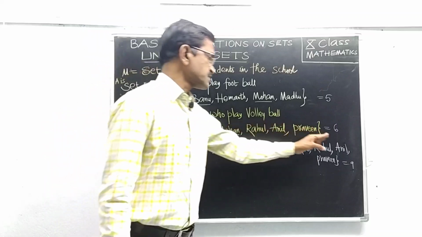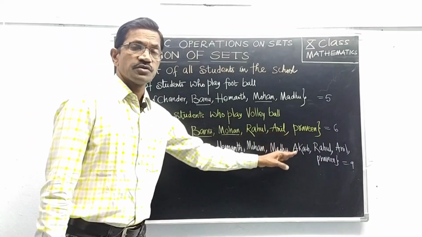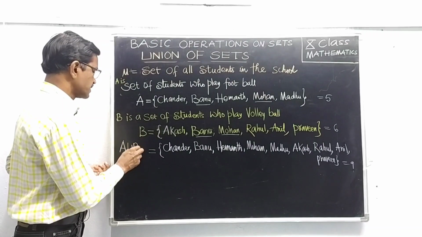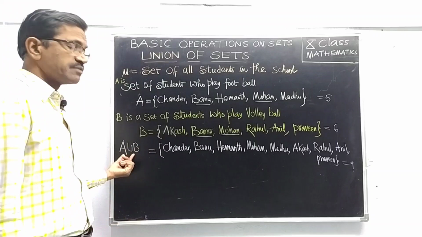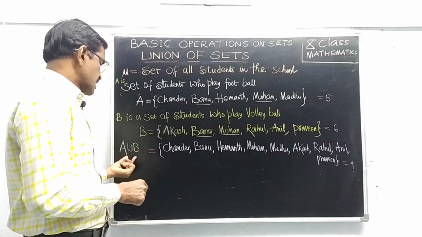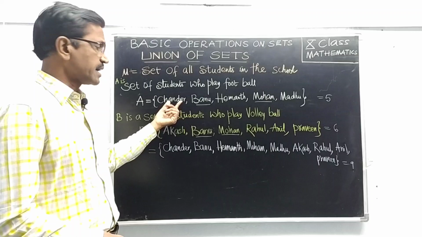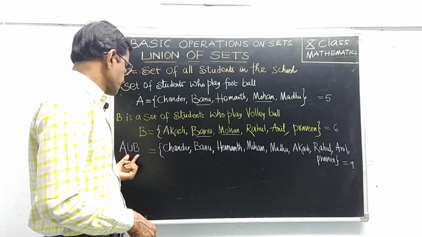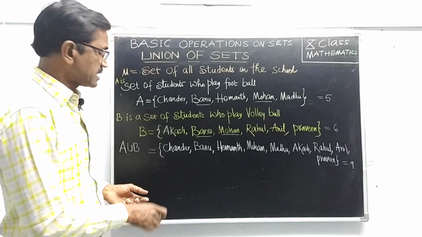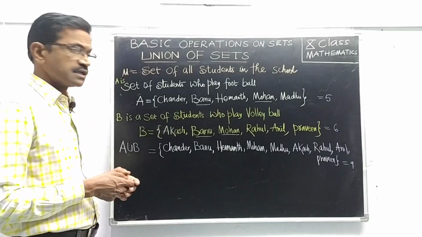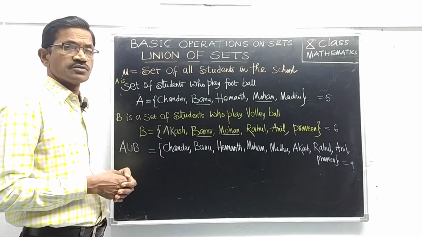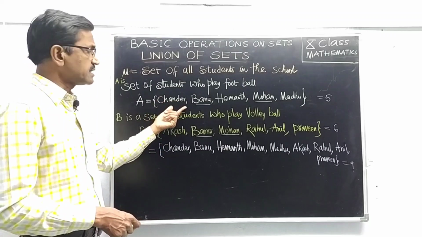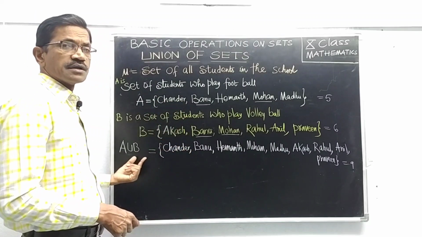So all the students together are known as A union B. A union B is a new set which contains all the elements of A and B. It seems there are two sets, but for A union B, how many sets are here? Only one set. So the set which contains all the elements in A and B is called A union B.